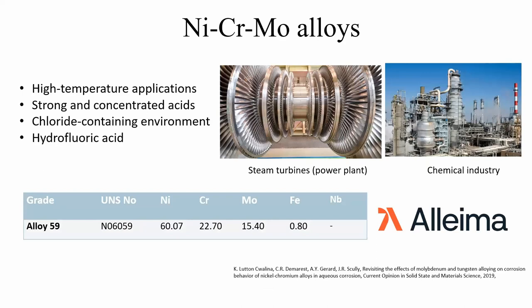Now I will talk about nickel, chromium, molybdenum alloys. So these are not duplex stainless steels. These are materials which consist mostly of nickel, chromium, and molybdenum, and very, very little iron. And they are used in very harsh environments. So I think you know it better as Inconel. And there are, of course, various kinds of these materials.